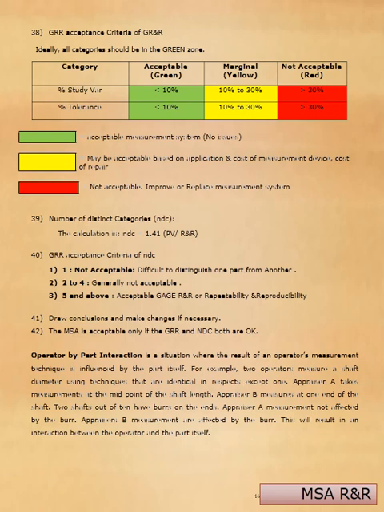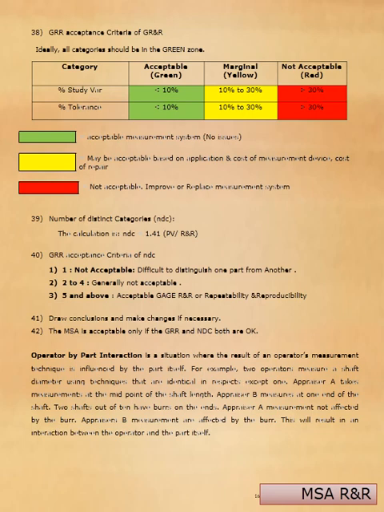Now the number of distinct categories equals 1.41 × PV divided by R and R. Acceptance criteria of NDC: if it is 1, not acceptable, as it is difficult to distinguish one part from another. 2 to 4, generally not acceptable. 5 and above, acceptable for gauge R and R. Now draw conclusions and make changes if necessary. The MSA is acceptable only if the GRR and NDC are both OK.